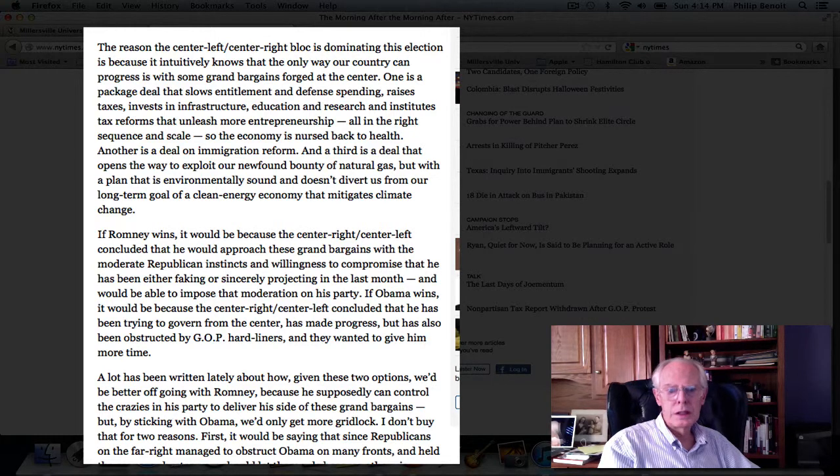The third is a deal that opens the way to exploit our newfound bounty of natural gas, but with a plan that is environmentally sound and doesn't divert us from our long-term goal of a clean energy economy that mitigates climate change. Okay, so there we have the parallel structure of the use of the word deal, a package deal, a deal on immigration reform, a deal that opens the way, and so on and so forth.